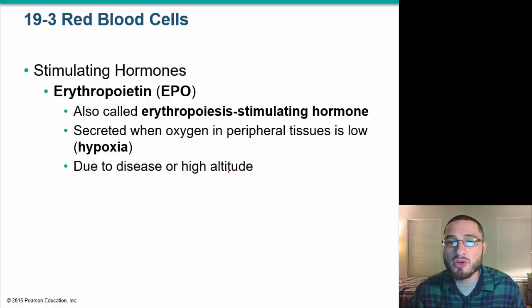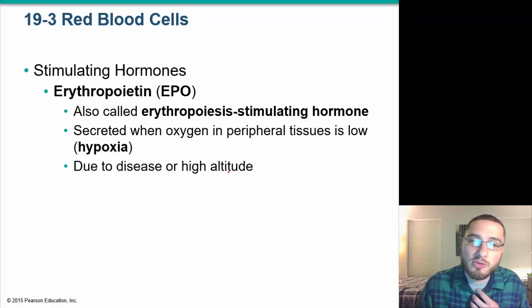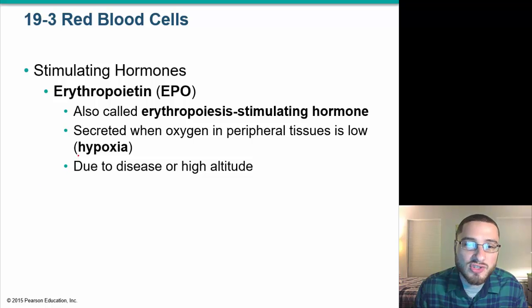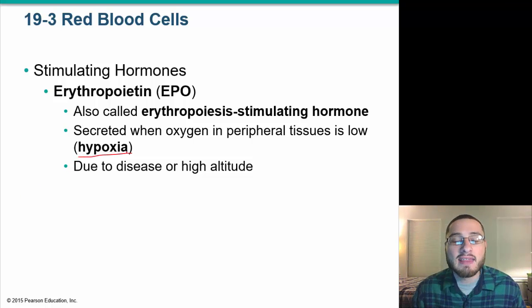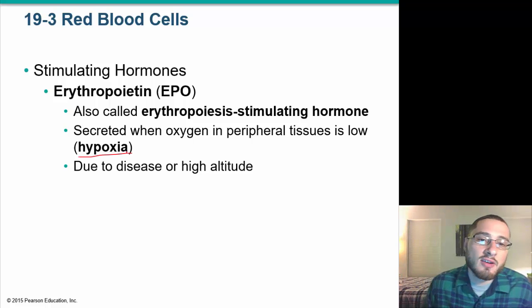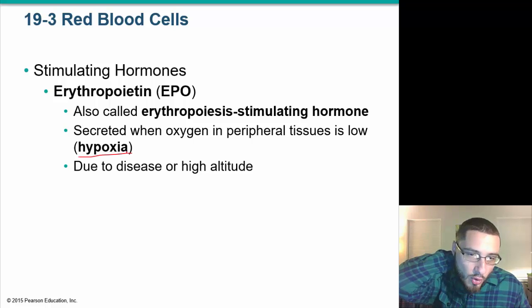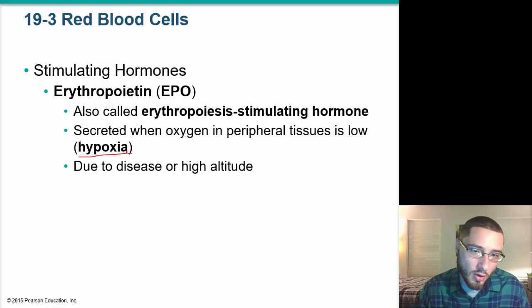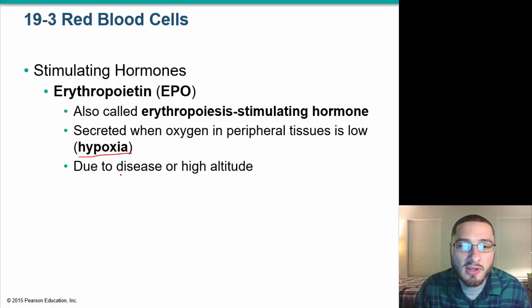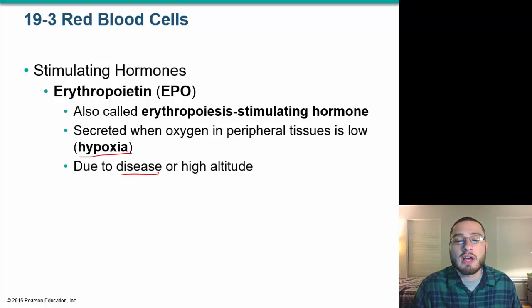So your body notices that you are not moving that oxygen the way that you should. We have hypoxia, which is a low amount of oxygen in the tissue, low amount of oxygen in the body, and that is going to create that erythropoietin release and is going to create more red blood cells. So often due to disease, and it could also be part of high altitude.